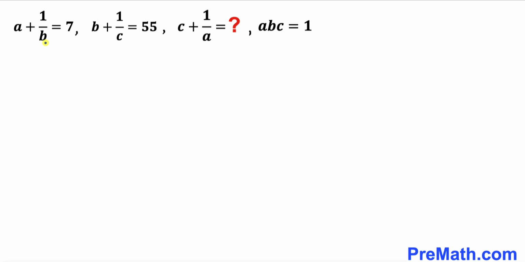A plus 1 divided by b equals 7. B plus 1 divided by c equals 55. And a times b times c equals 1. And now we are going to find the value of c plus 1 divided by a.